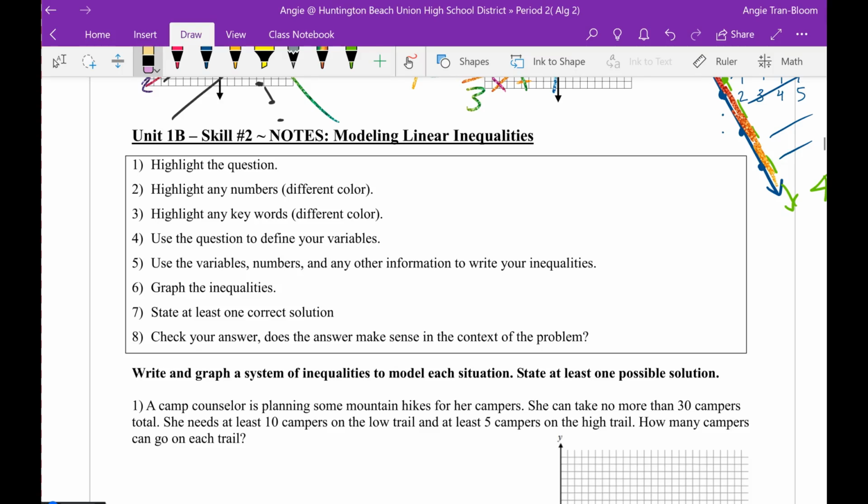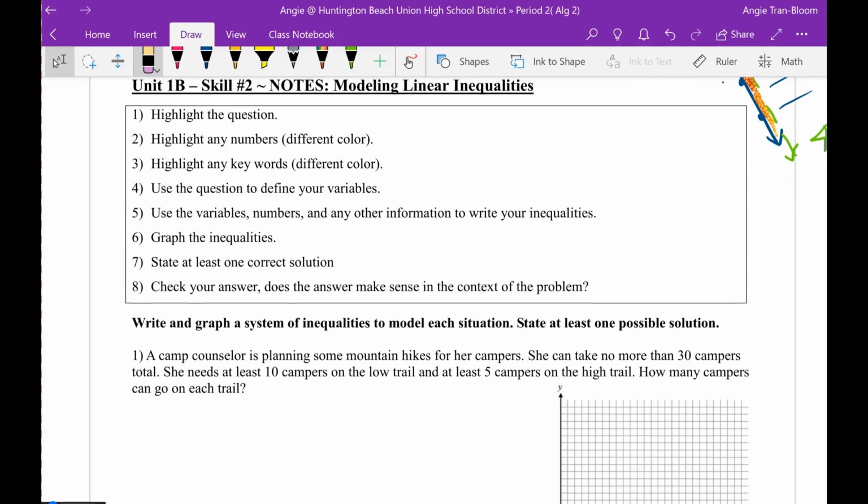So in the box are things that you should do when you're solving word problems. We solved this same set of instructions last unit. So can you please read, Roger, line 1. Highlight the question. Awesome. Line 2, Kai, help me read line 2. Highlight any numbers. Very good. Highlight any number in a different color.